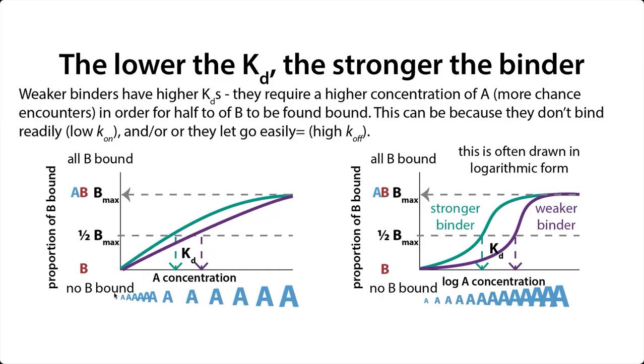So we take one partner, and we increase its concentration with a set amount of the other partner. As we increase the concentration, we add more encounters for there to be those binding opportunities. Depending on the affinity, it's going to take more or less of those chance encounters, those bump-ins, in order for half of the other partner to be bound. So the smaller the KD, the higher the affinity; the bigger the KD, the lower the affinity.